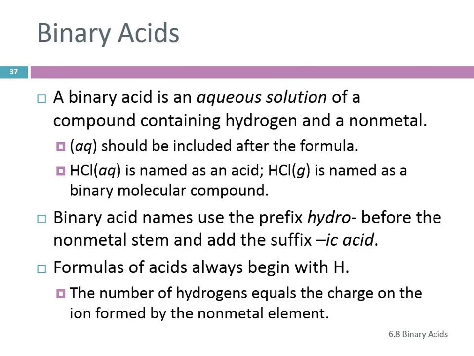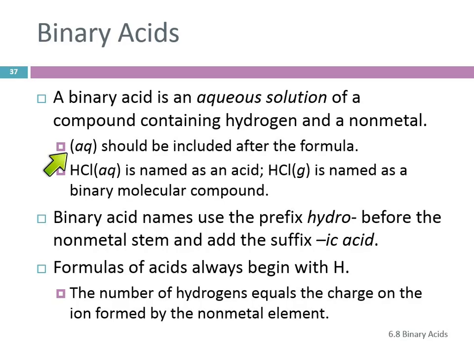Binary acids. So, naming acids, these have a different set of rules for naming. We talked about the divisions of all these different types of compounds. A binary acid is an aqueous solution, and the compound contains hydrogen and a nonmetal. So it's two elements, a hydrogen and a nonmetal.